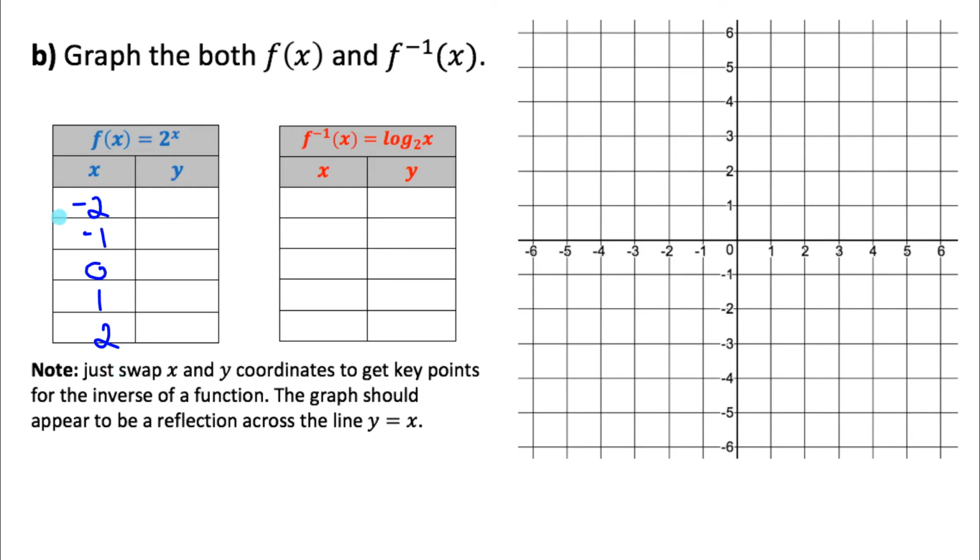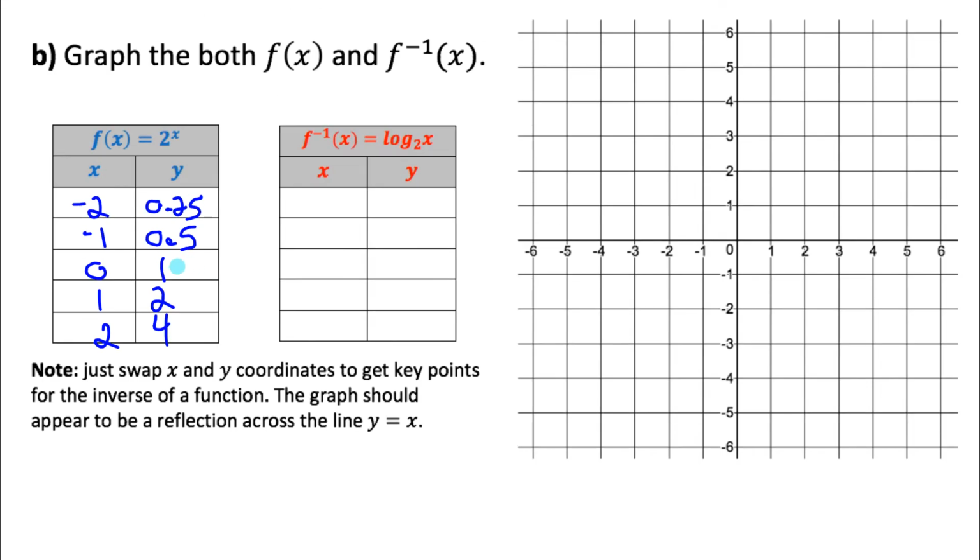So if I'm evaluating f at -2, I would do 2 to the -2. That's 1 over 2 to the +2, which is 1 over 4, which is 0.25. 2 to the -1 would be 1 over 2 to the +1, so 1 over 2 is 0.5. 2 to the 0 is 1, 2 to the 1 is 2, 2 to the 2 is 4. Notice these y values are doubling, and that's because the base of the power is 2.